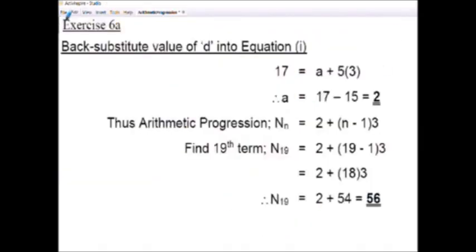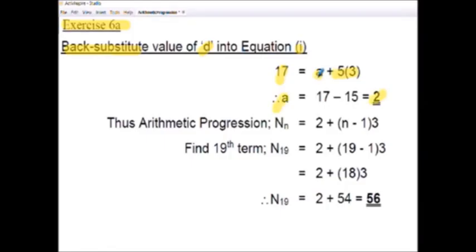Continuing exercise 6a here. Now we're going to back substitute the value of d, which we found in the previous question, it was 3, into equation 1. So equation 1 was 17 is equal to a plus 5 times d. I know that d now is equal to 3, so I can work out the value of a. A is 2. So the first term in the series is 2.